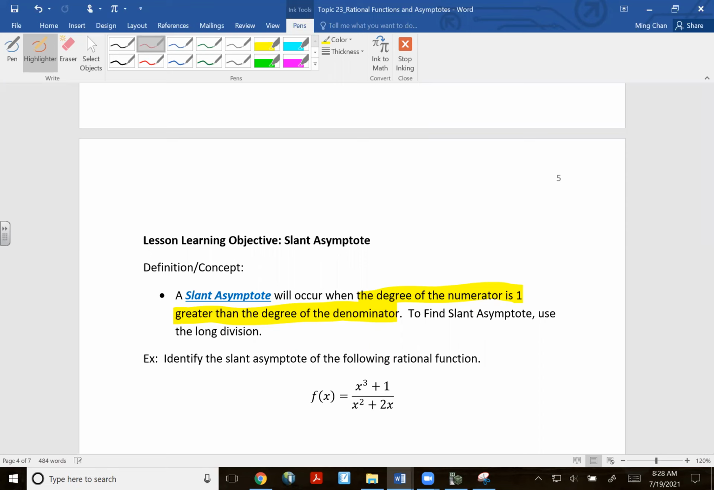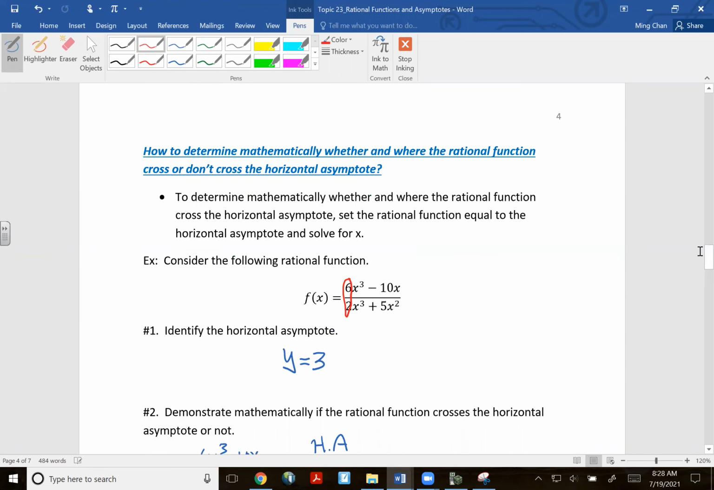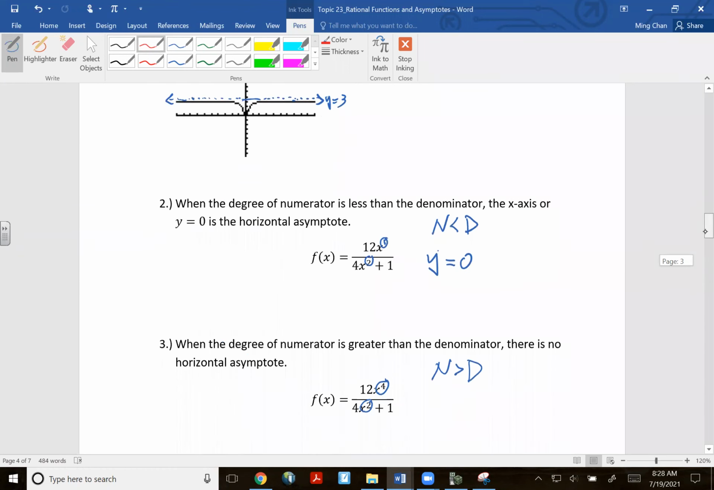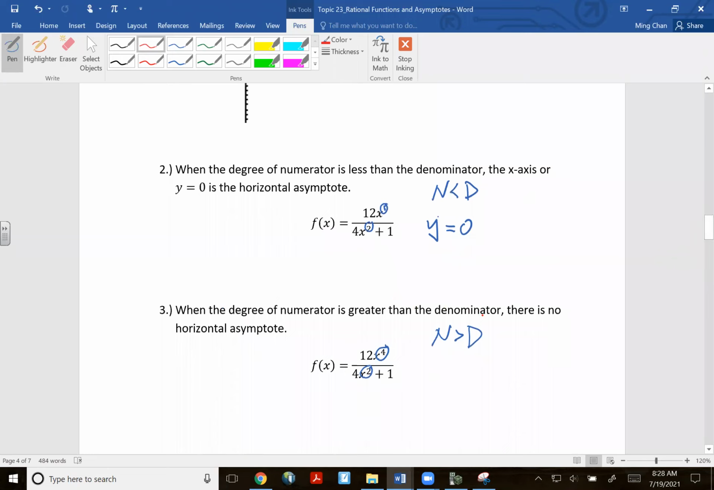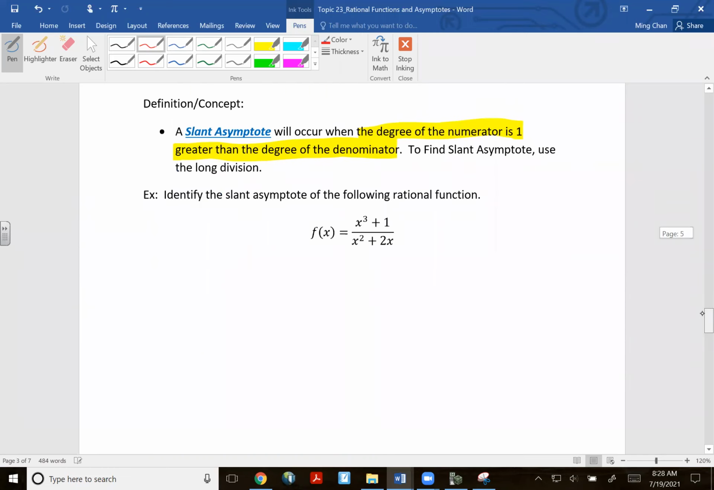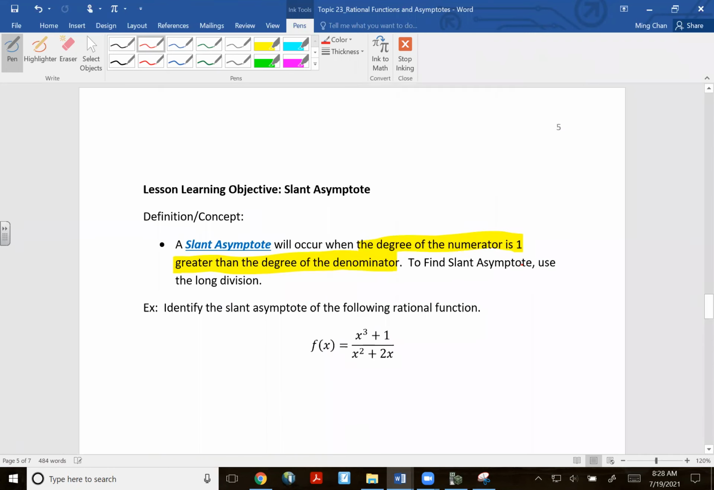So for the example I gave you earlier, if the numerator is 1 bigger than the denominator, that means it's considered our third scenario. Our third scenario says when the degree of the numerator is greater than the denominator, then you don't have a horizontal asymptote. That is true. But if the top is only 1 degree higher, now here is 2 degrees higher, if the top is only 1 degree higher, then we've got ourselves a horizontal asymptote, excuse me, a slant asymptote, sorry. If it's one greater, we get a slant asymptote. And to find the slant asymptote, we have to use long division.